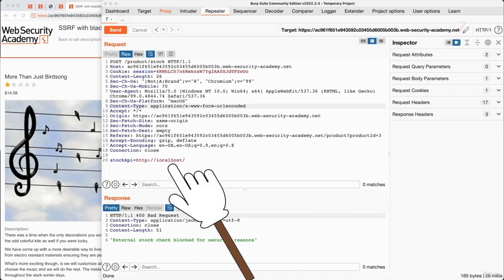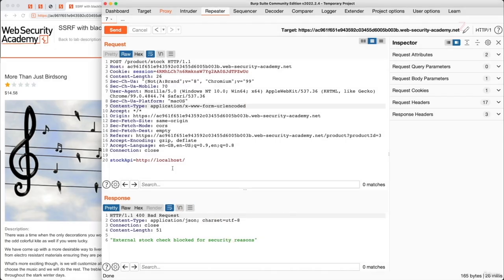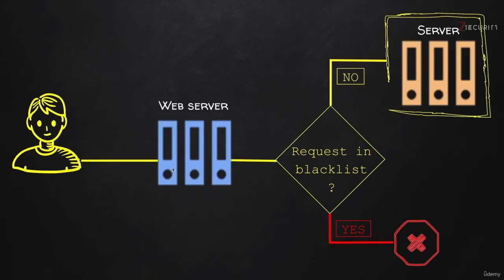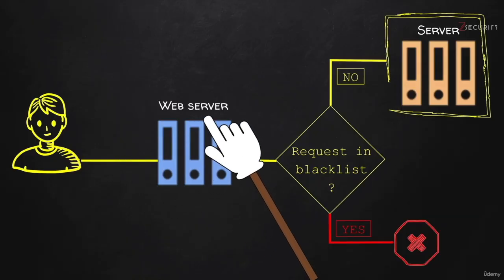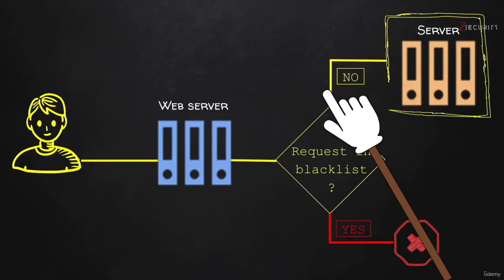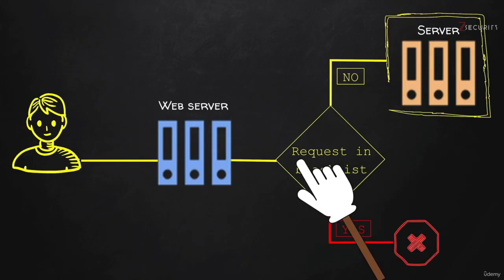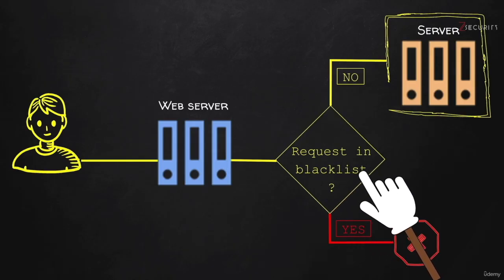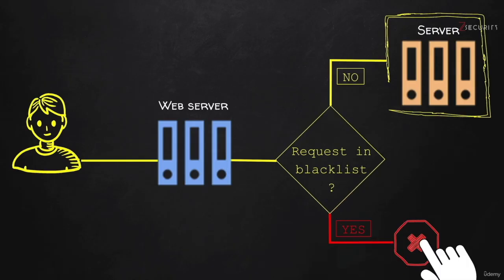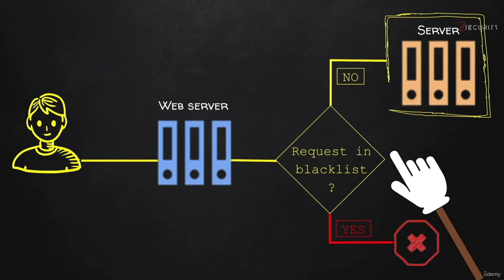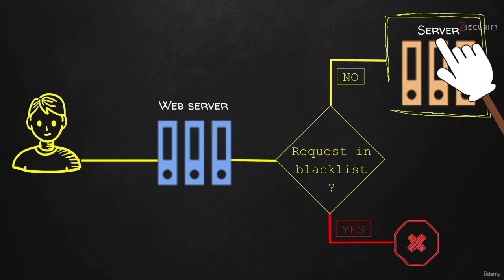A possible mitigation or implementation to prevent this, which the developer might have done, is to use a blacklist. The way blacklists work is very simple. You send your request to the web server, and the web server will have a very simple if statement that will check if the request is in the blacklist. If it is, it won't send it to the other server. If it's not in the blacklist, it'll send it to the server.